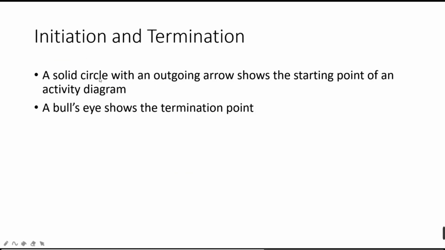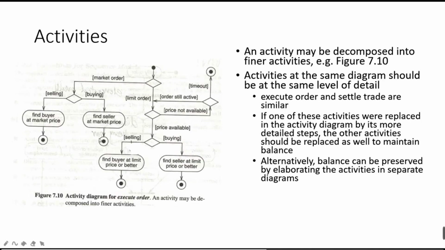Initiation and termination. A solid circle with an outgoing arrow shows the starting point, meaning the initiation, and a bullseye shows the termination point. Solid circle for the start, bullseye for the end. There may be one start and multiple ends.